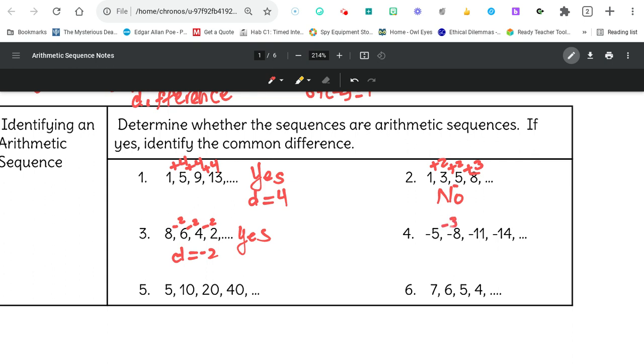Negative 5 minus 3 is negative 8. Negative 8 minus 3 is negative 11. Negative 11 minus 3 is negative 14. Yes, this is arithmetic, and D is negative 3.